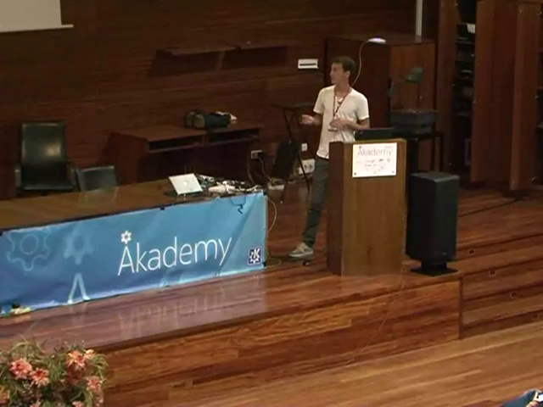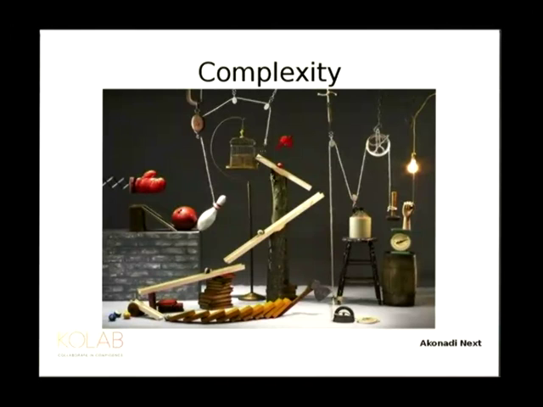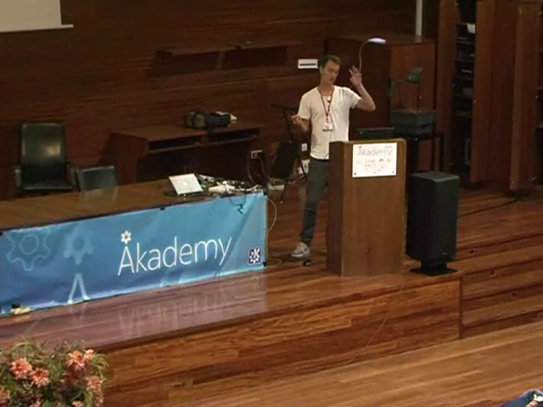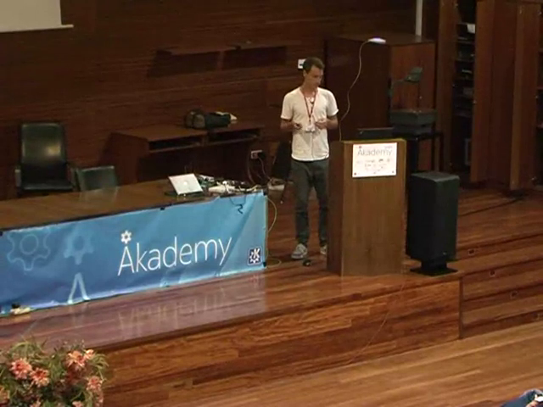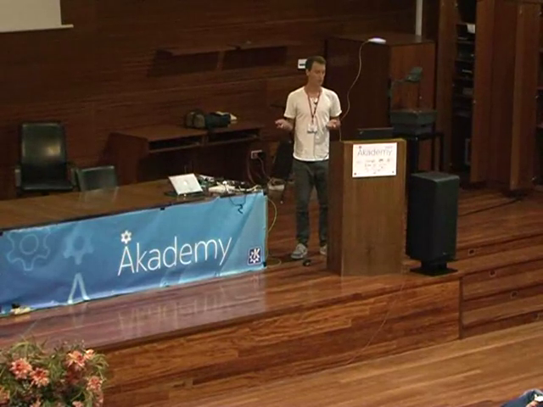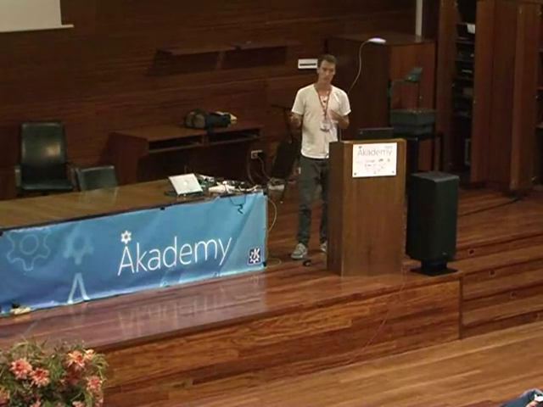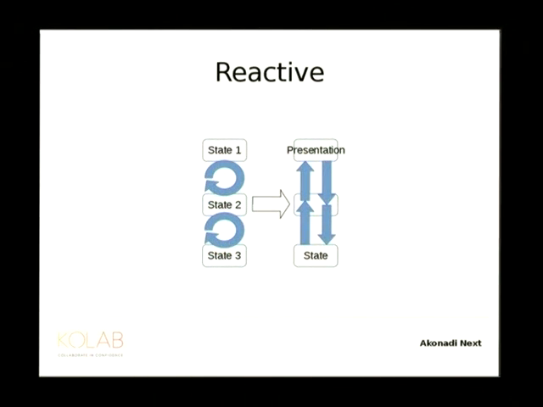So the next problem that we have, and perhaps even the larger one, is complexity. Applications built on top of Akonadi sometimes feel a bit like a Rube Goldberg machine, where you touch one thing and then something happens there and something happens in the next place. It's very hard to debug it and to know what's actually going on. With Akonadi Next, we're trying to attack that problem by using a more reactive approach.